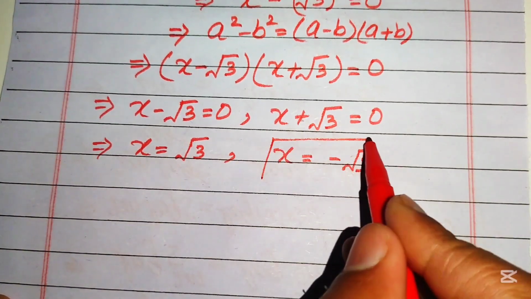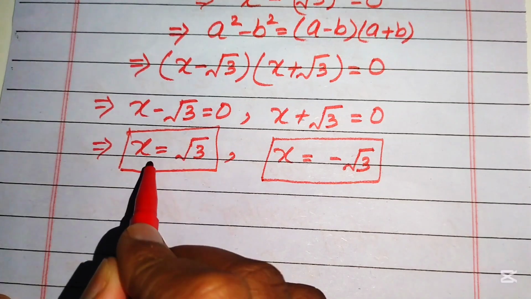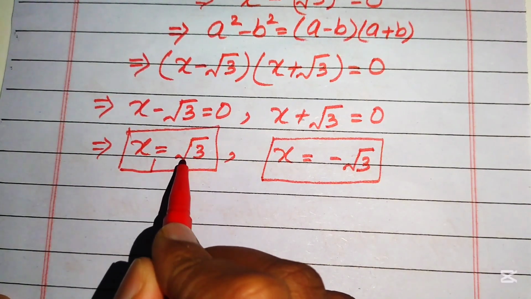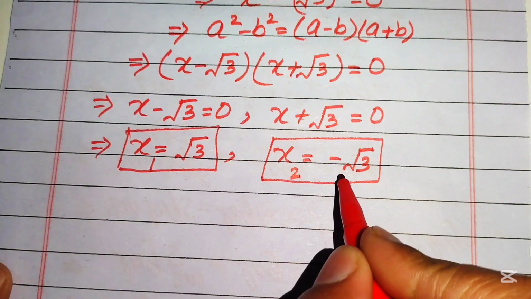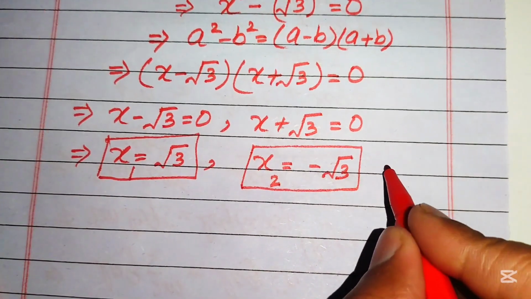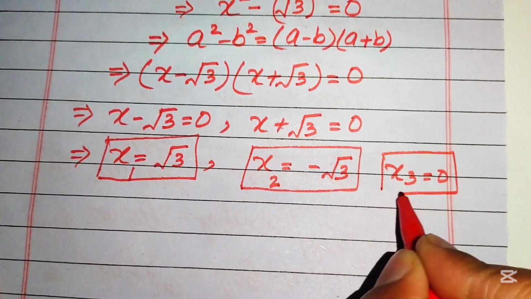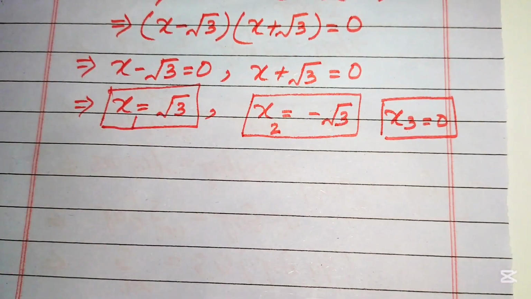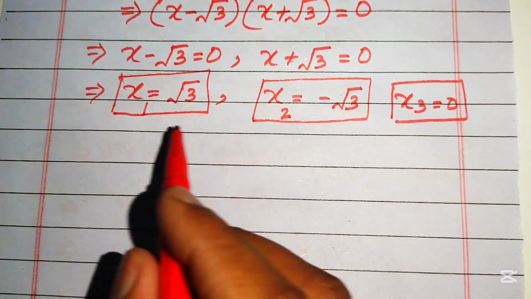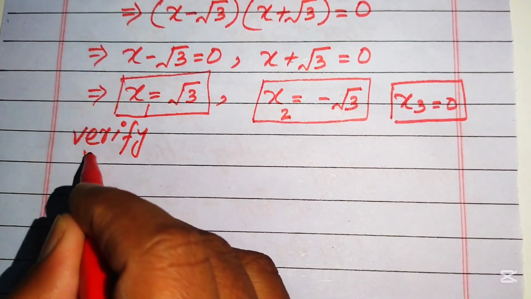Okay, so finally we have the three roots of the given equation. This is the first root, x1 equals square root of 3. This is our second root, x2 equals minus square root of 3, and our third root is x3 equals 0, which we found above. So finally these three are the roots of the given equation. Now in the next step we need to verify these three roots.